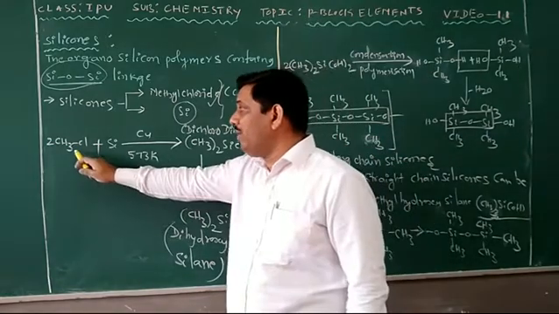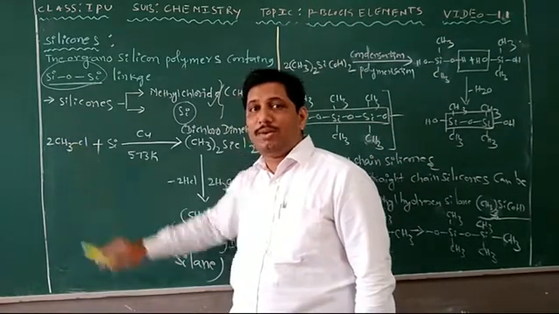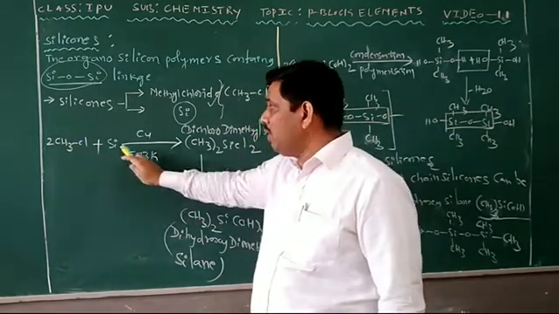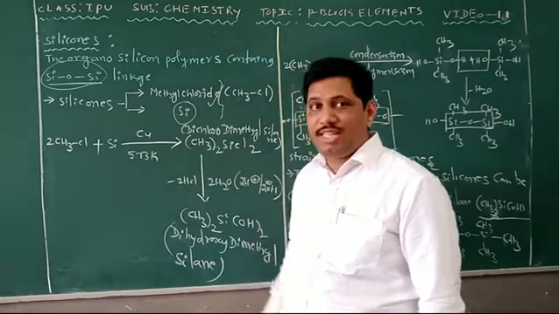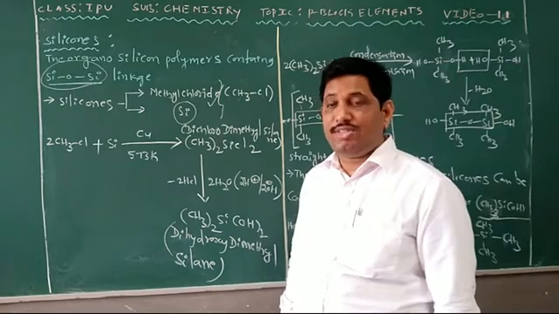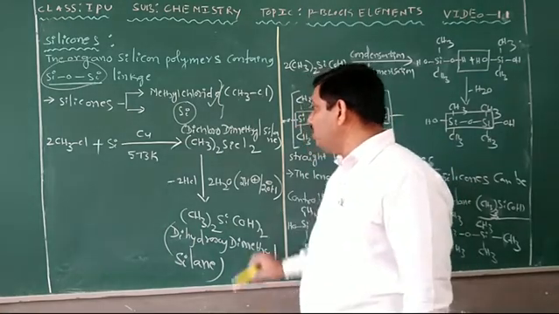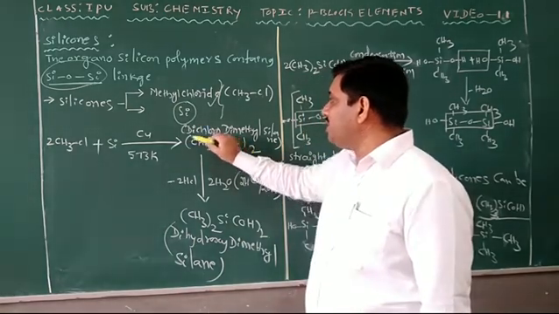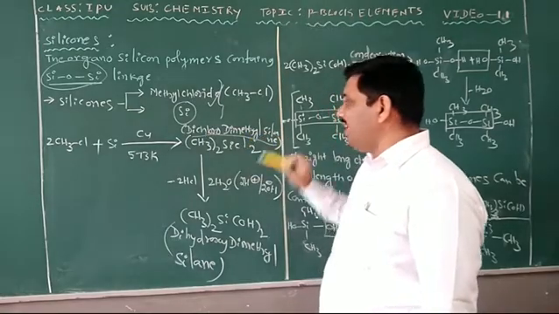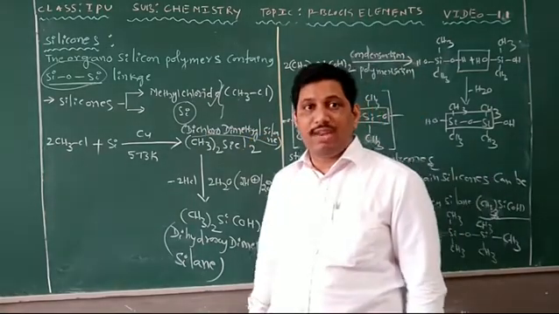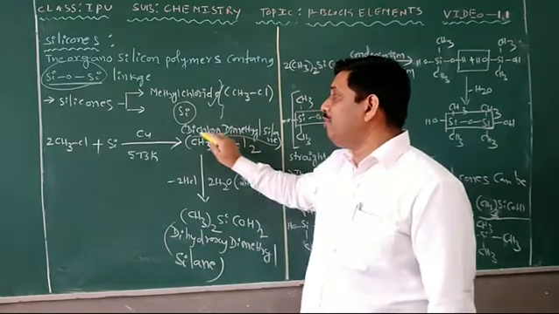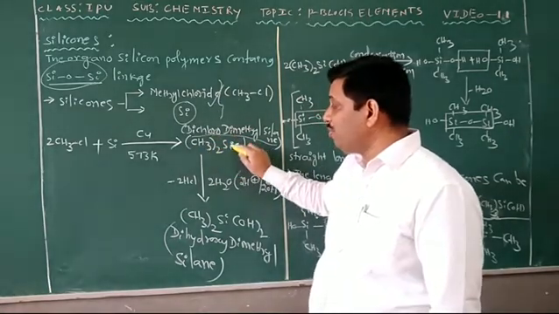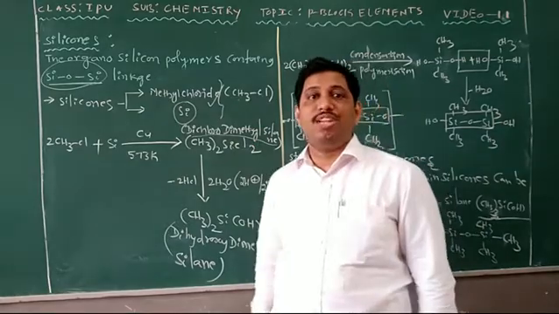When two molecules of methyl chloride react with silicon in the presence of copper catalyst at a temperature of 573 Kelvin, they form dichlorodimethyl silane. The name of the compound is very important, students. Dichlorodimethyl silane is the material that can be used for the preparation of the silicone.